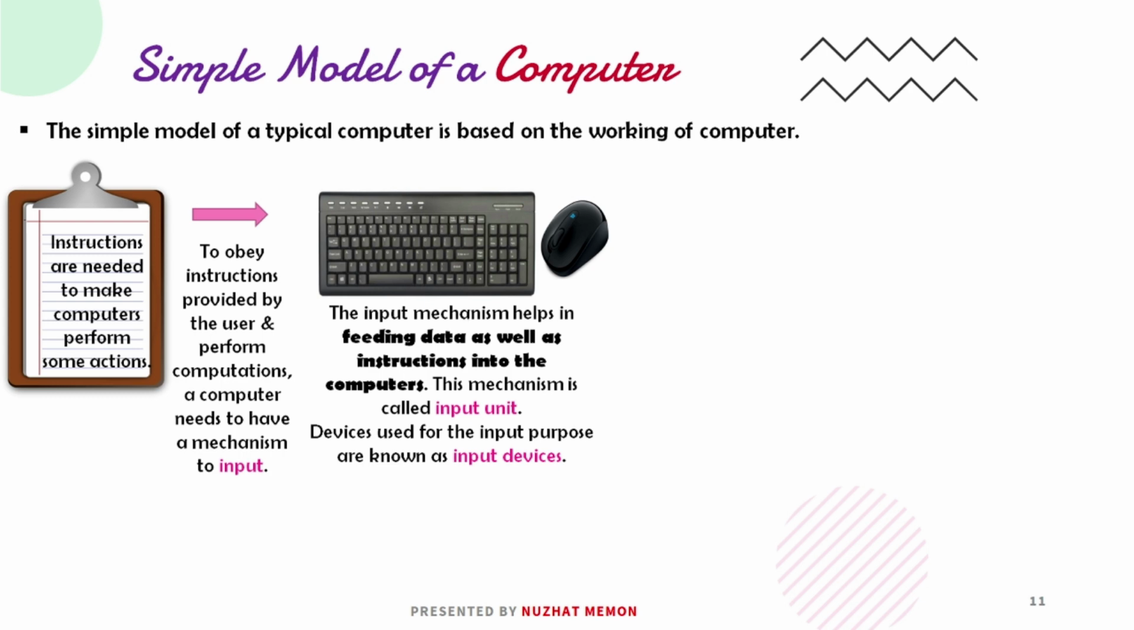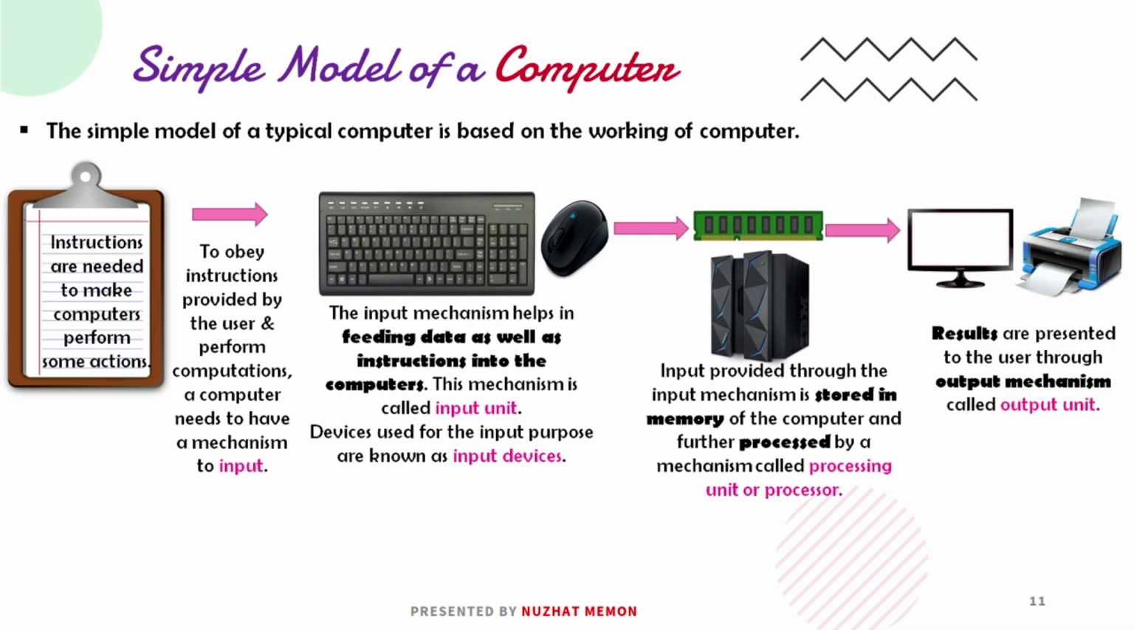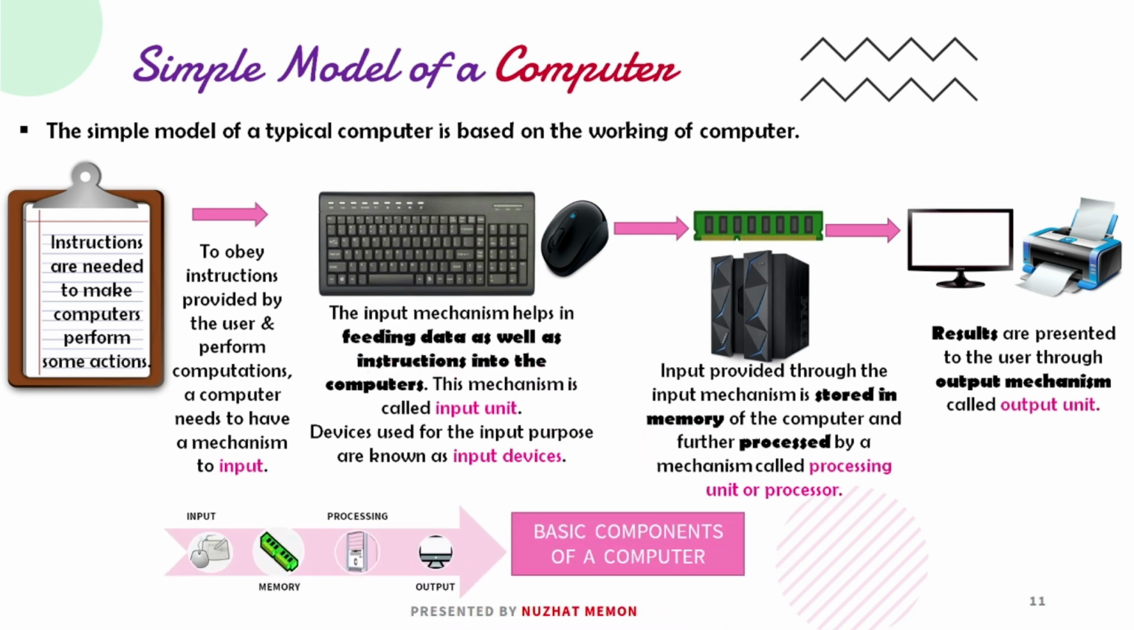Typically, input devices such as mouse and keyboard are commonly used for this purpose. Once the information is entered into the computer by the input device, such input is stored in the memory of the computer and further processed by a mechanism called the processing unit or processor, that is the brain of the computer. Results are presented to the user through an output mechanism called the output unit. Typically, output devices are monitor and printer. In short, input, memory, processor, and output are the basic components of a typical computer.